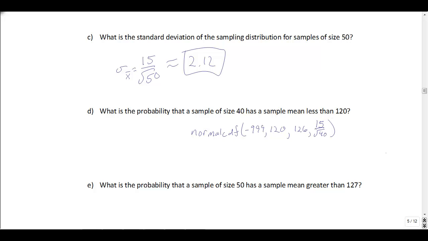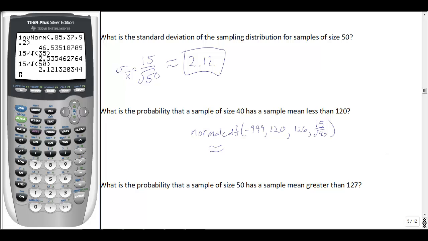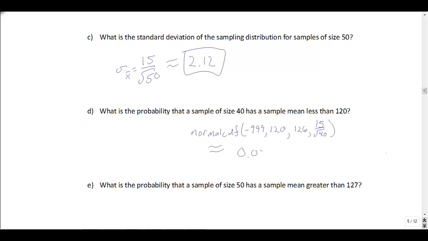Now there's a temptation to convert this to a decimal. I would just put 15 over square root of 40 into my calculator. That'll make your result more accurate, and then you're not worried about writing the decimal down a couple times. So I'm going to do second distribution, normal CDF, negative 999 up to 120. Mean is 126. Standard deviation is 15 divided by square root of 40. So what I get is something like 0.0057. So this is really fairly unlikely here. That's about half of a percent, or 0.6%.